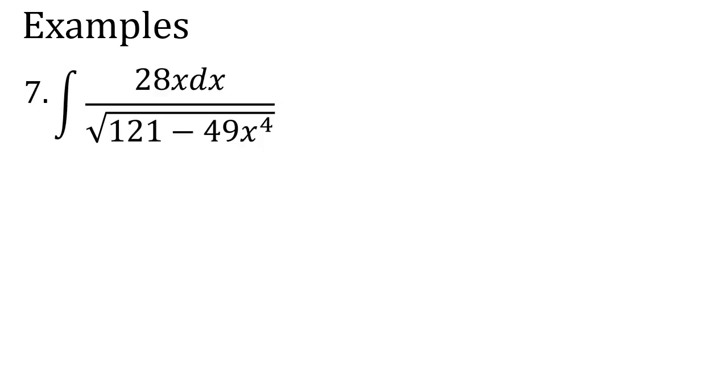For number 7, let's have this. The integral of 28x dx over the square root of 121 minus 49x raised to 4. So it is different from our previous examples. Here, you're going to determine what is the pattern. Okay?